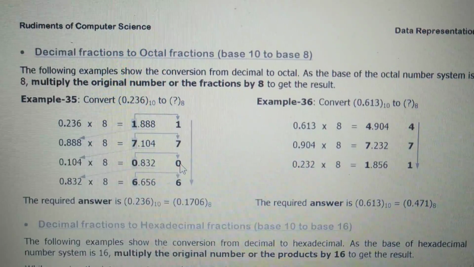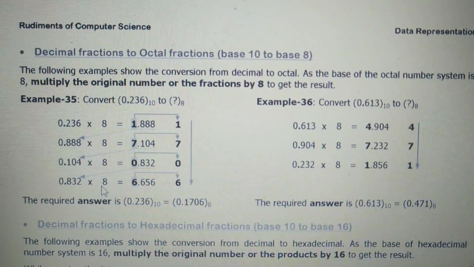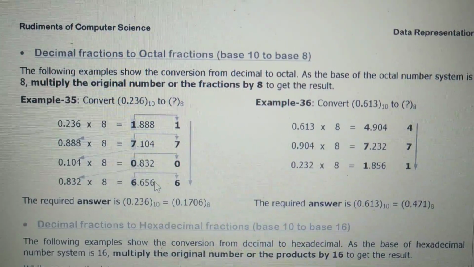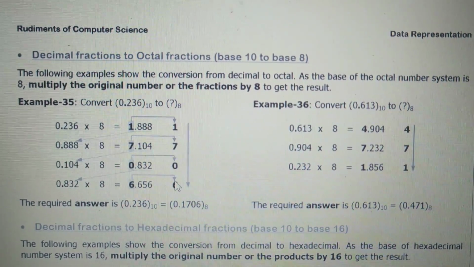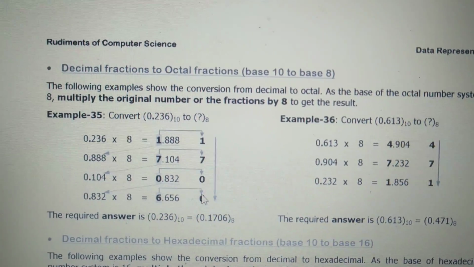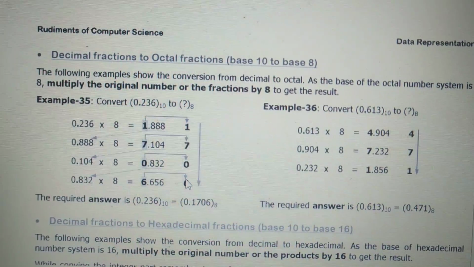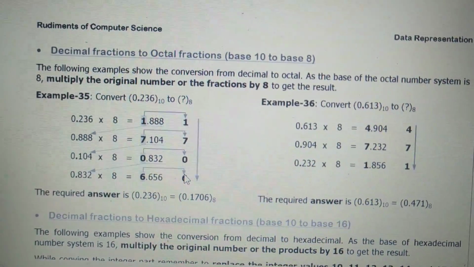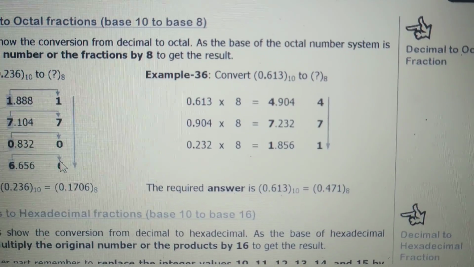So 0 I kept aside and again multiplied 0.83 with 8. So we are getting 6.656. Okay, so 6 I keep and then again we will multiply 0.656. We have seen 4 digits after the point, so we can stop here, you can move forward. Okay. Now coming to another example.